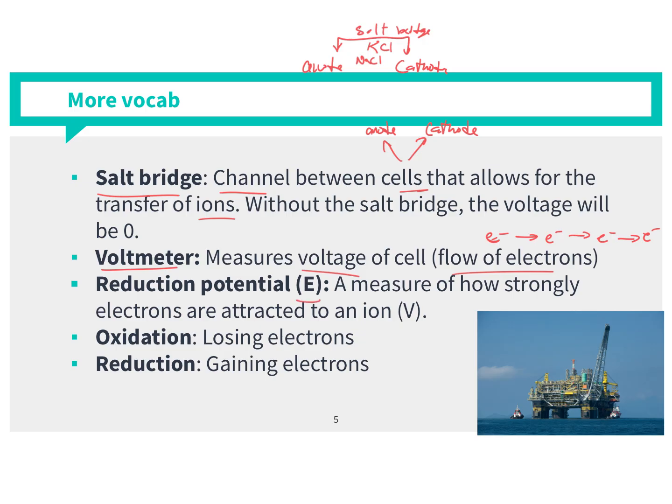Reduction potential, which we call E, this is a measure of how strongly the electrons are attracted to an ion, which we call V. And then again, oxidation means losing electrons, reduction means gaining electrons. Oil, rig.